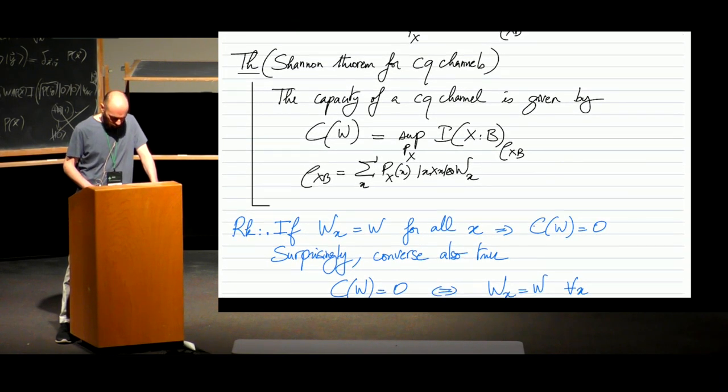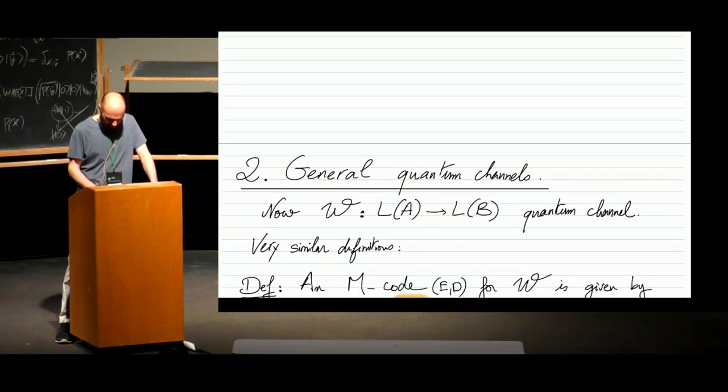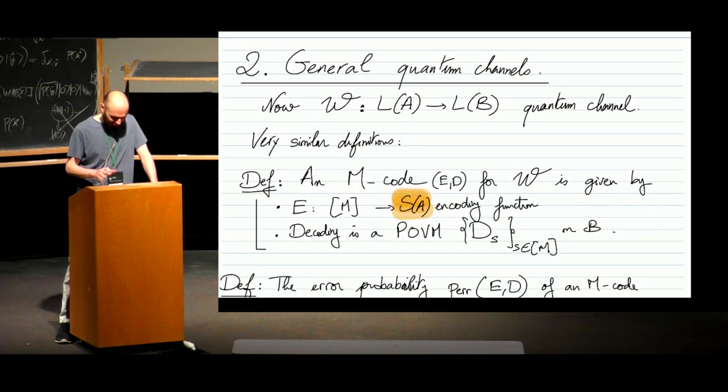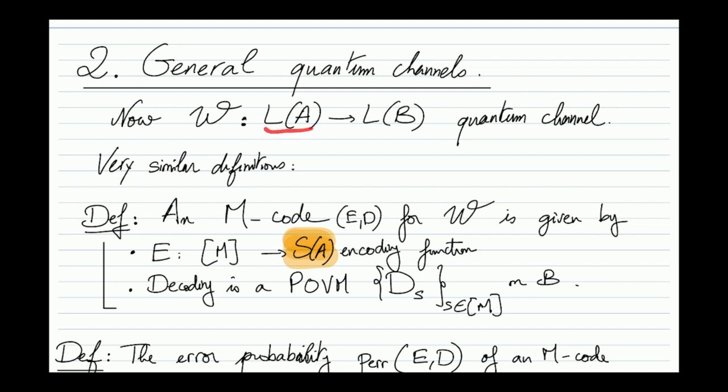What I would like to get to, maybe a bit quickly because now the theory is a bit less clean, is general quantum channels, with a quantum input now. I still want to communicate classical information between the sender and the receiver, but now the channel does not necessarily have a classical input. It has a Hilbert space as input, and I can choose arbitrary quantum states there.